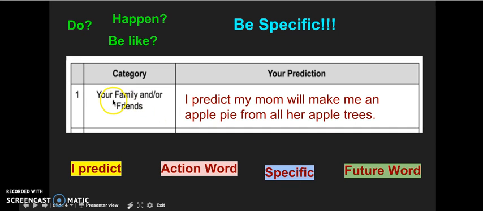Now you think of something about your family or your friends. What do you think one of them will do in the future? Press pause and fill in this box with your prediction. When you're ready, press play and we will do number 2.